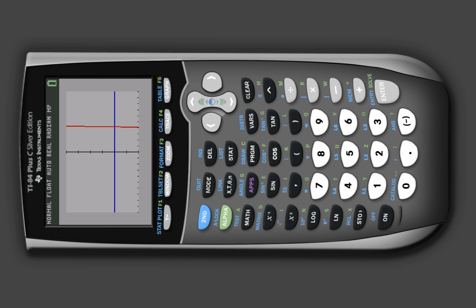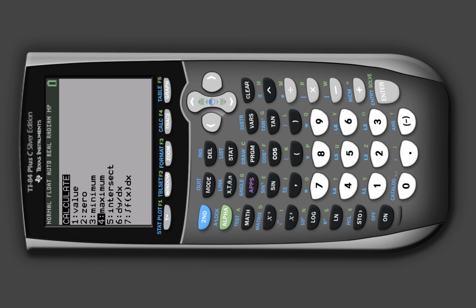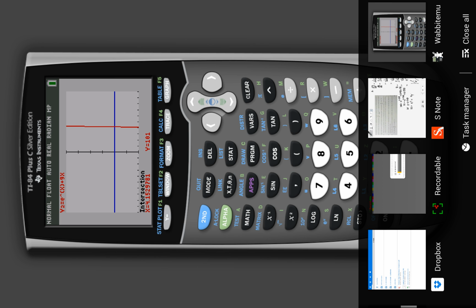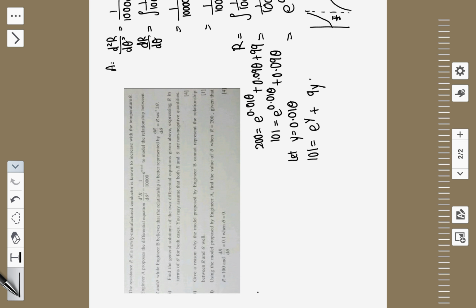So I will try to calculate the intersection point. First curve, yes. Second curve, yes. Enter again. The point of intersection will be at 4.1529781. So therefore my y equals 4.1529781.